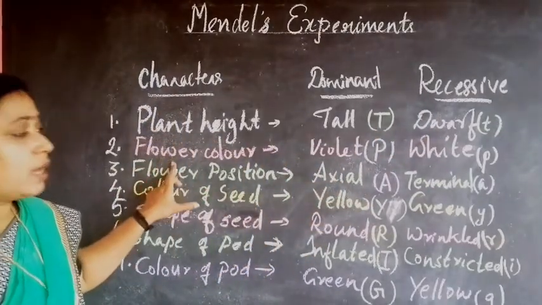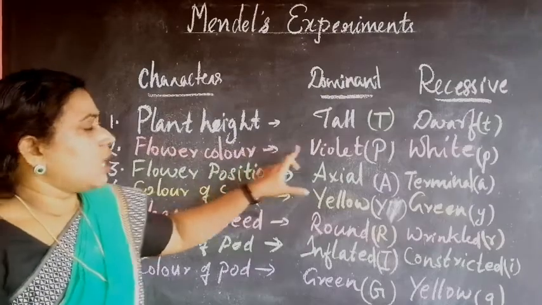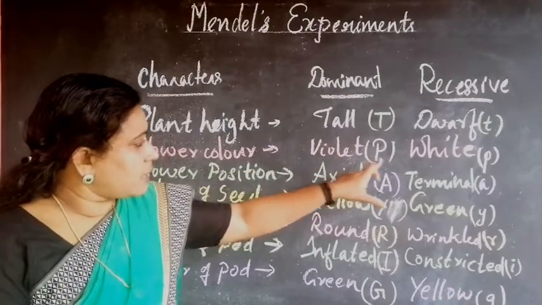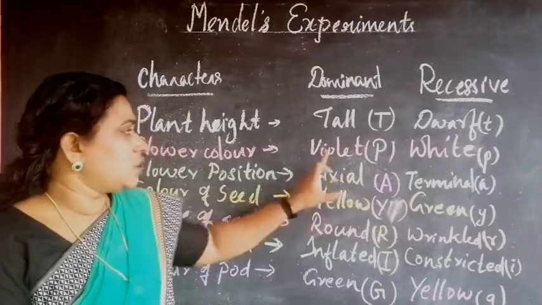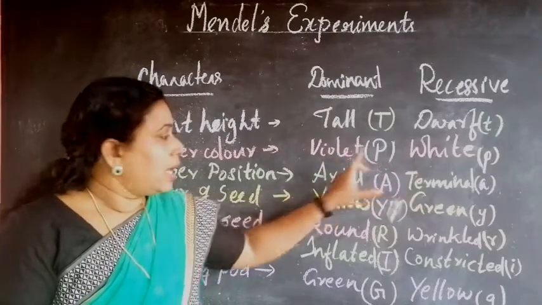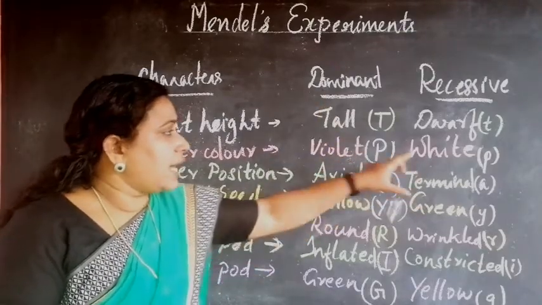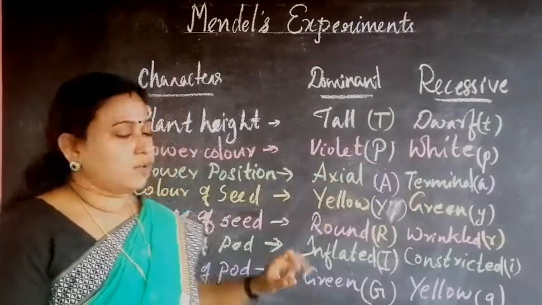The next one is flower color. Two colored flowers are produced by the pea plant. One is violet and one is white, and the violet is dominant and the white is recessive.